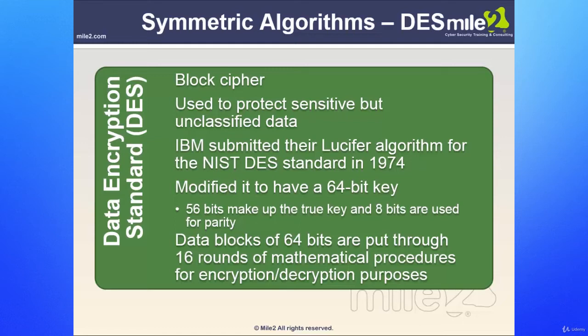It's used to protect sensitive but unclassified data. IBM submitted their Lucifer algorithm for the NIST DES standard in 1974, and they modified it to have a 64-bit key, of which 56 bits make up the true key and 8 bits are used for parity. Data blocks of 64 bits are put through 16 rounds of mathematical procedures for encryption and decryption purposes.